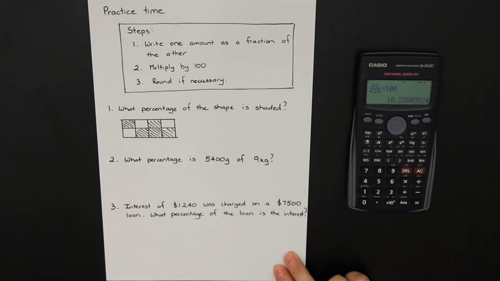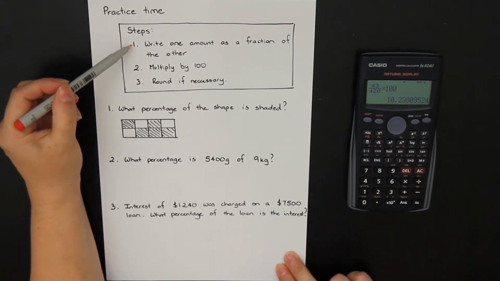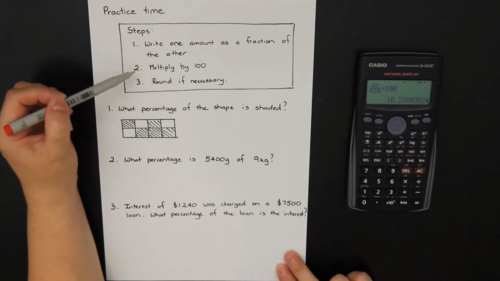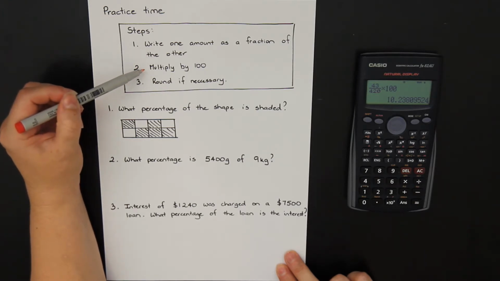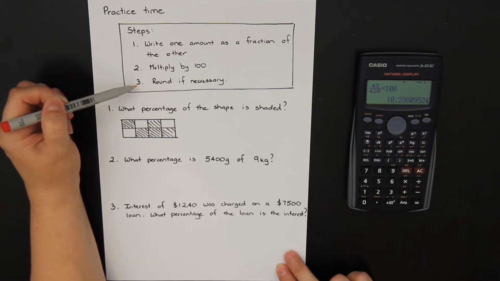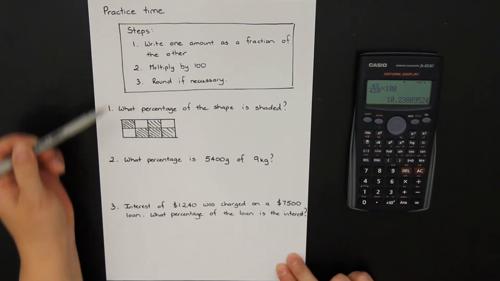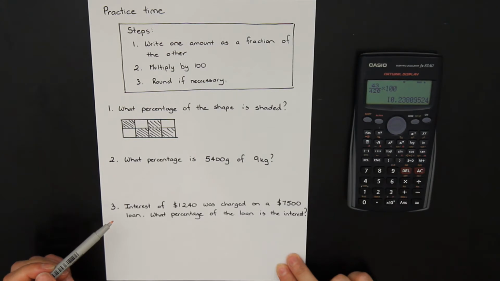Time for you to have a practice. So here are these steps for you. Step number 1, write one amount as a fraction of the other. Step 2, multiply by 100. In step 3, we might need to round if necessary. So have a try of these 3 questions, pause the video and set the video running again when you're ready to see the answers.